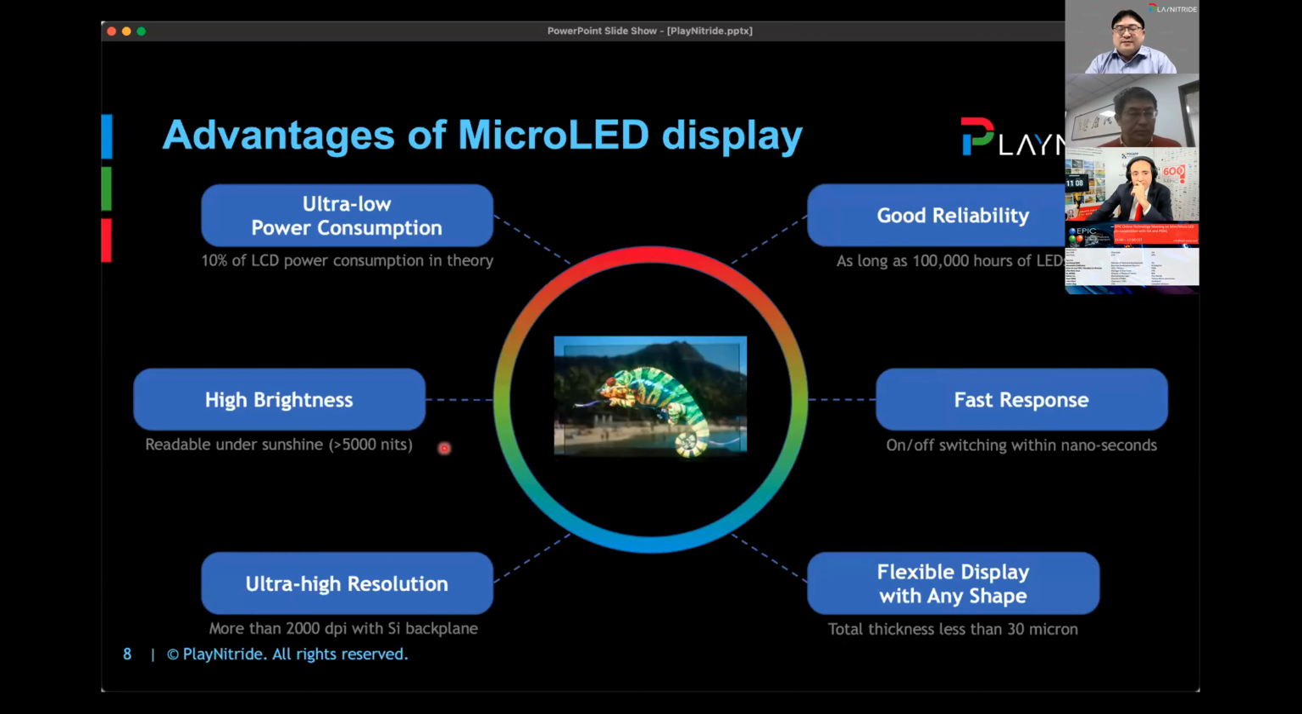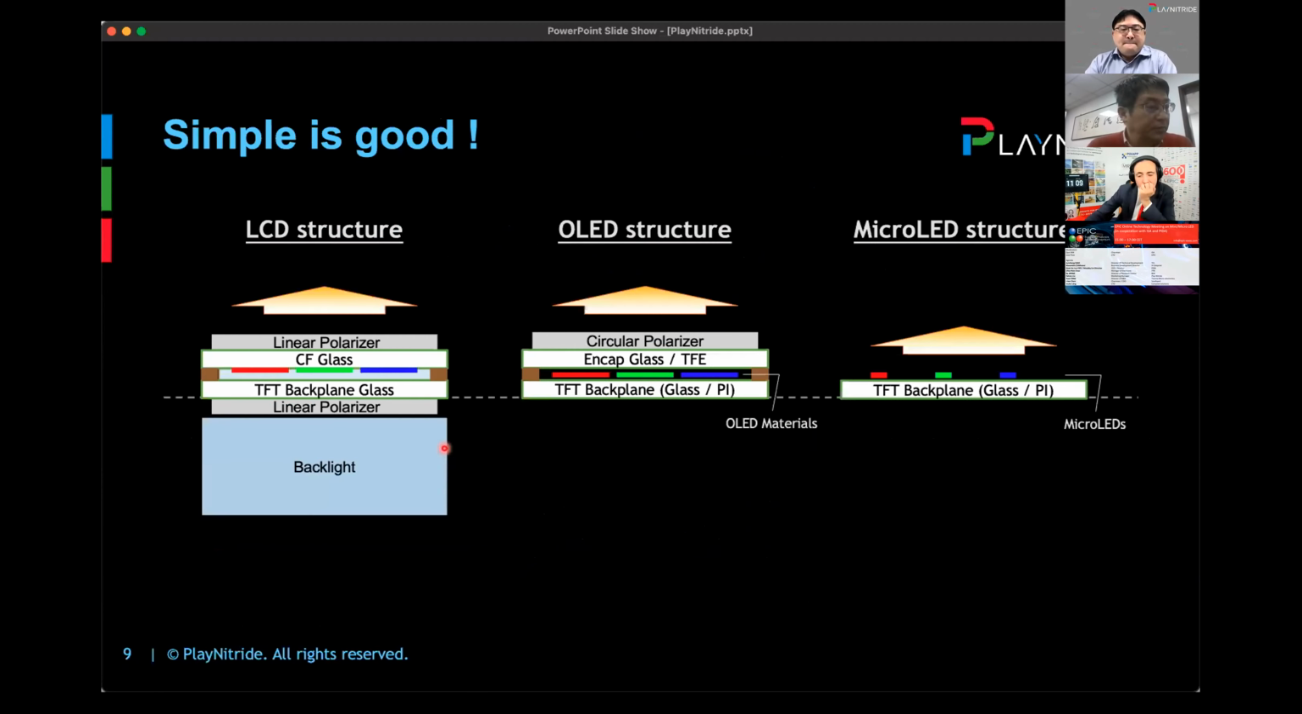And of course, another important thing: micro LED is the same as LED, we have very good reliability. Compared to OLED that is organic, there are some constraints there. Micro LED has good reliability, and this is a very important feature for automotive applications. So comparing the structures of LCD, OLED, and micro LED, we can see the micro LED structure is very simple. You just need a driving backplane and a very small micro LED chip on top, then it's done.